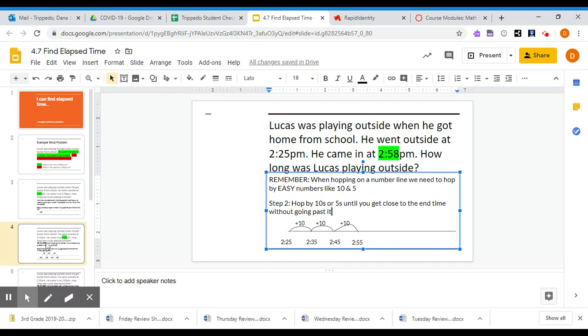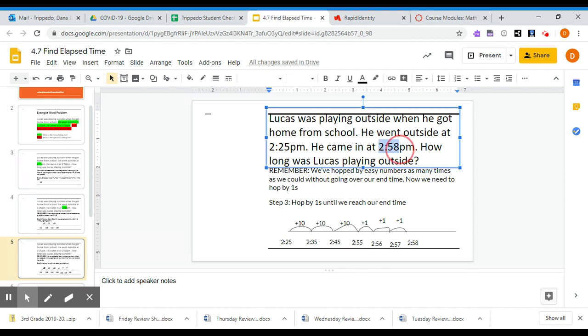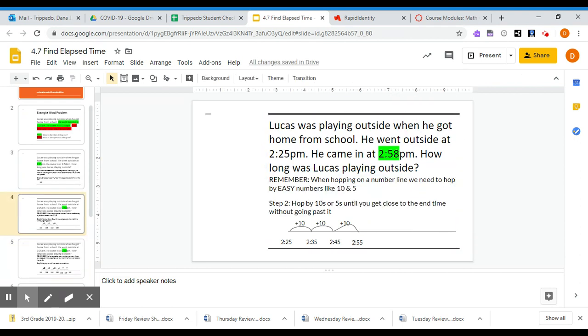So now that we've hopped by our easy numbers, we're going to move on to step 3, which means that we're going to hop by ones until we've reached our end time. So I know in our previous lesson, I said that we could hop by 2s or 1s. And in this case, it just makes more sense and we're less likely to make a mistake if we just hop by those ones. So you can see here, every time I made a hop, I put my new time underneath. And again, make sure to reference the question and make sure that you're not going to go over the end time, because then our answer wouldn't be correct.